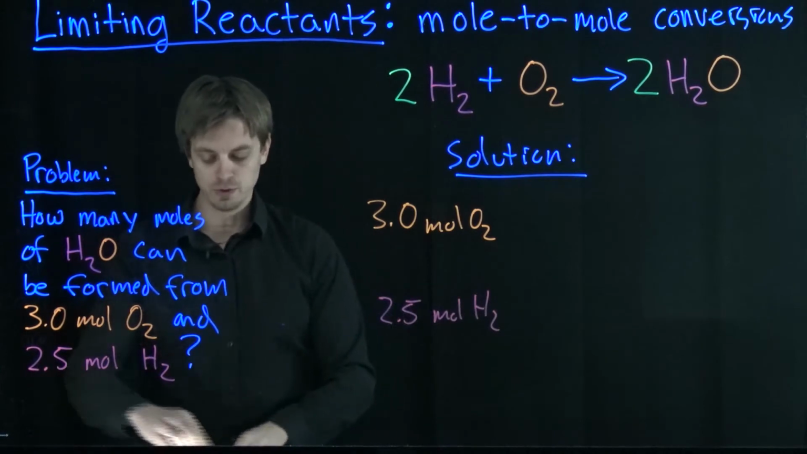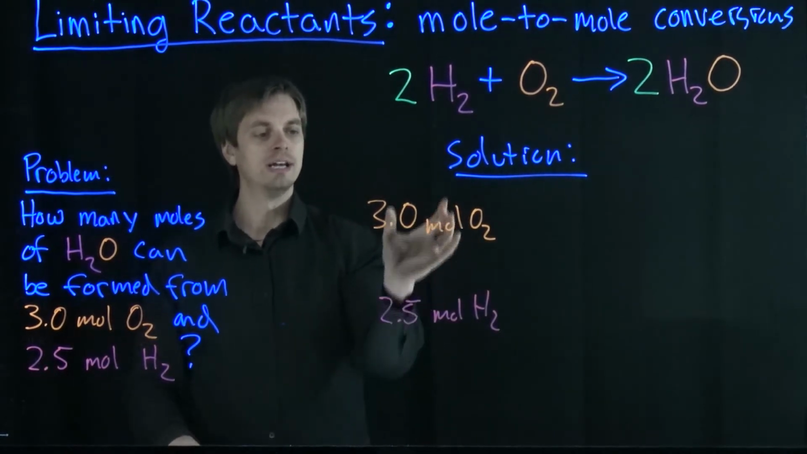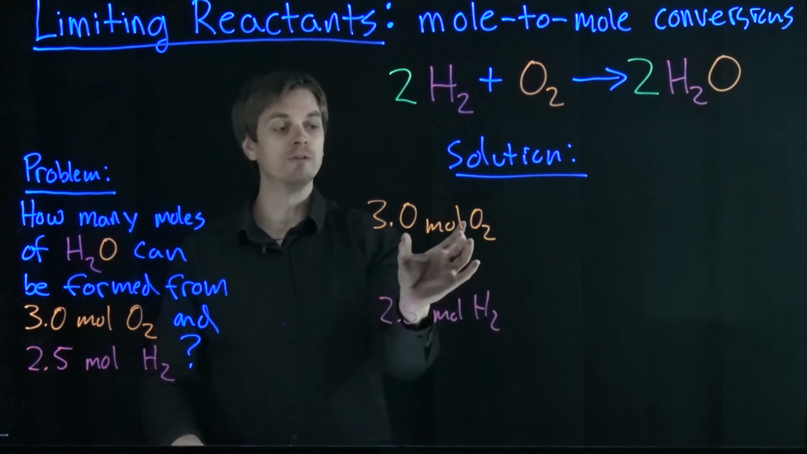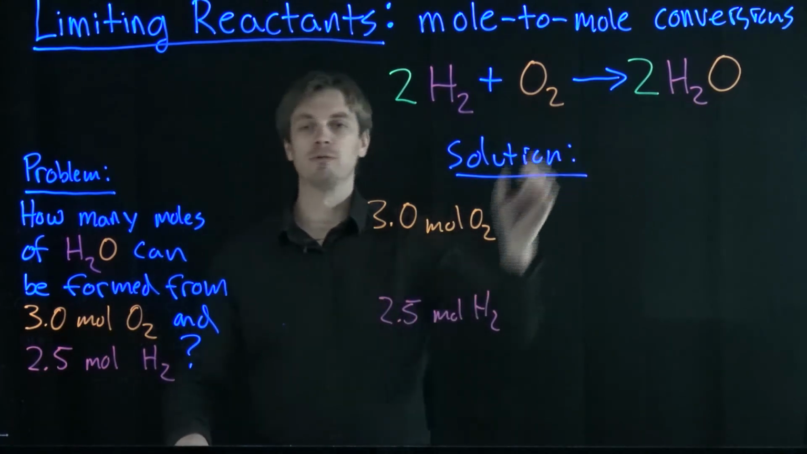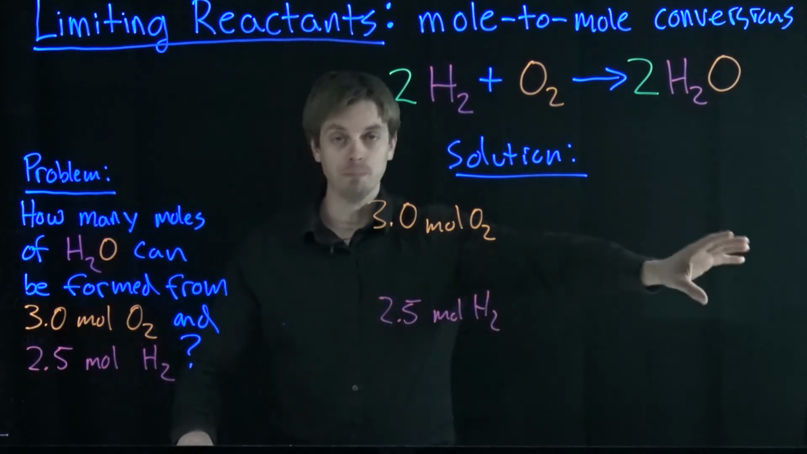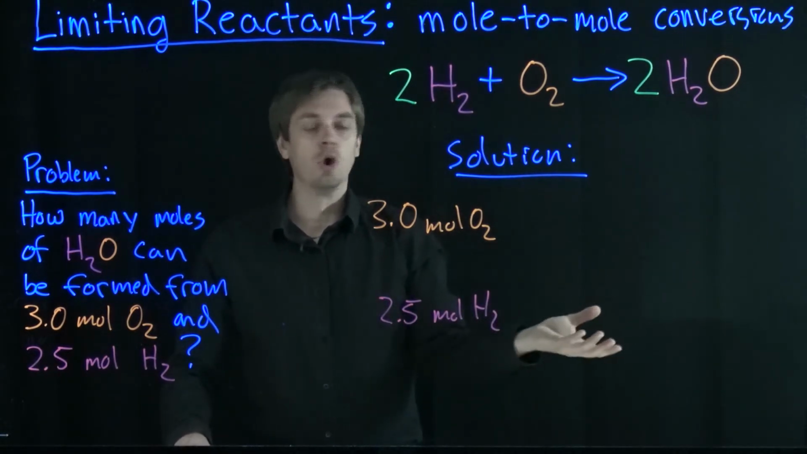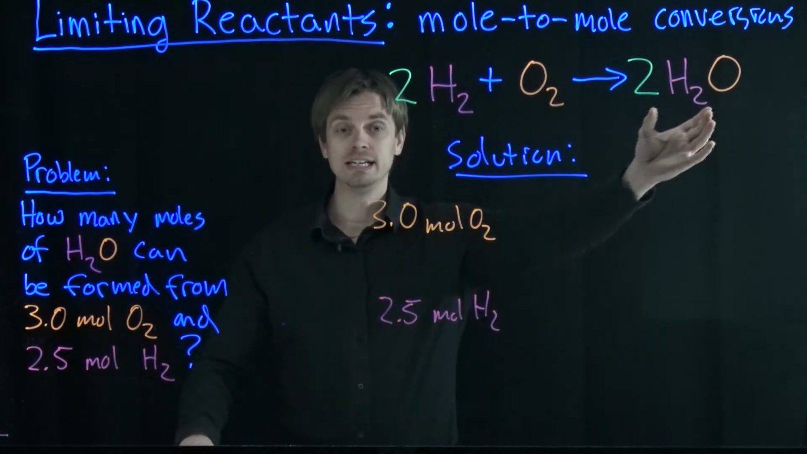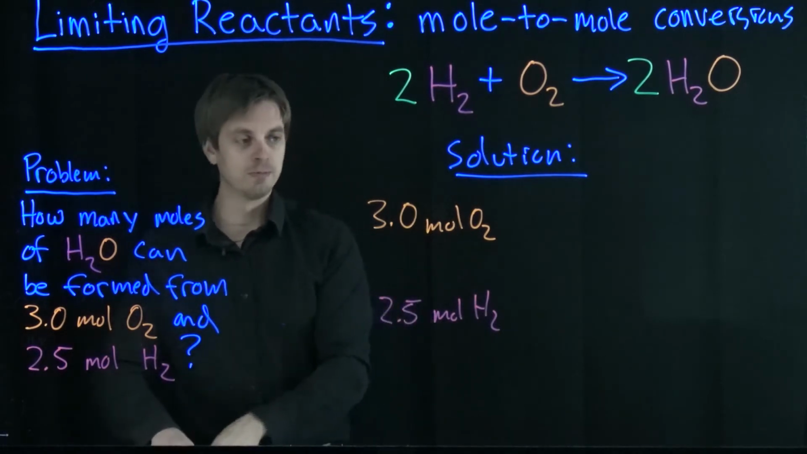Now what we want to do is take each one of these quantities and figure out how much product, how much water, we can form if we fully react all the oxygen, and figure out how much water we can form if we fully react all that hydrogen. We'll then compare the amount of product that's formed, and the lower of the two values will determine how much water we will actually see and determine our limiting reactant. So let's go ahead and move forward here.